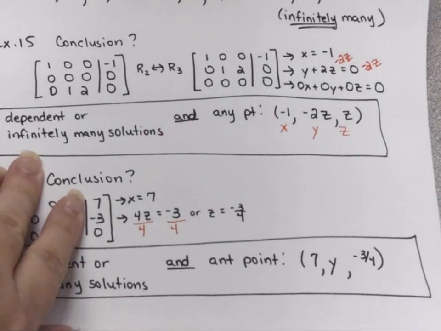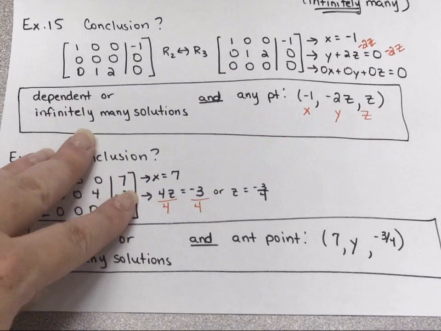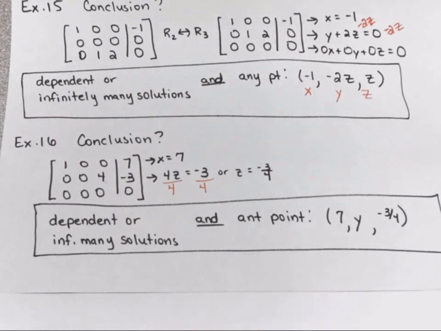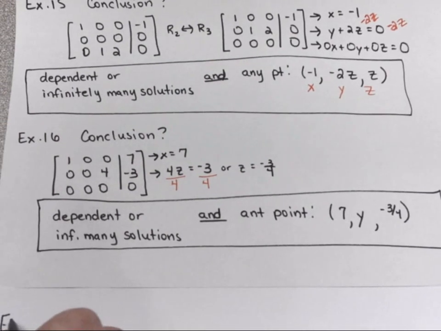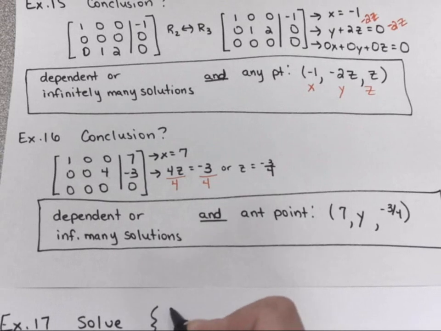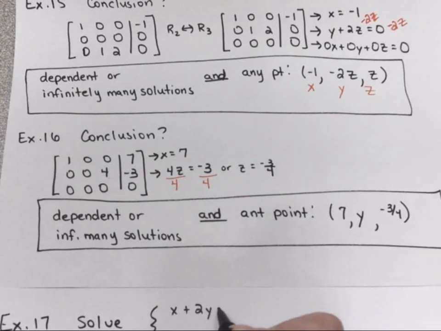Okay, so let's look at some systems, rather, that maybe aren't perfectly square, and let's see how we're going to tackle those. So let's say that I wanted you to solve the following system using a matrix.